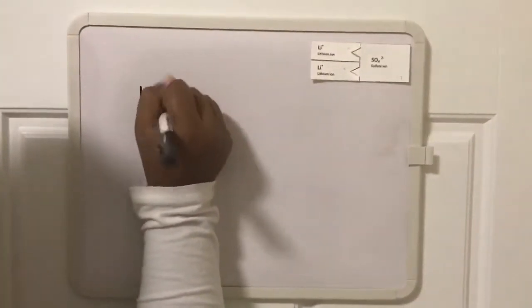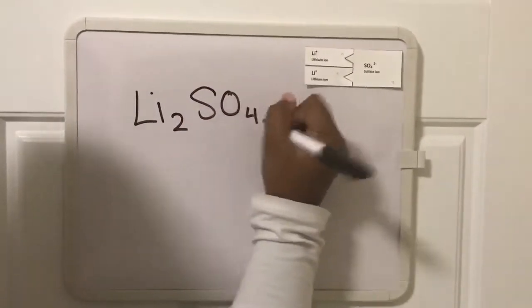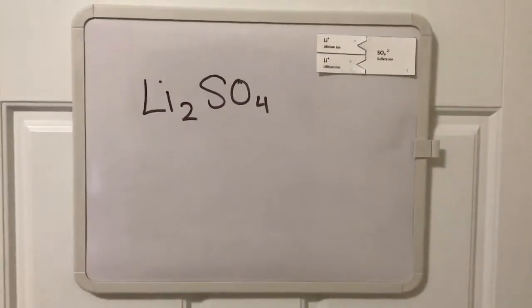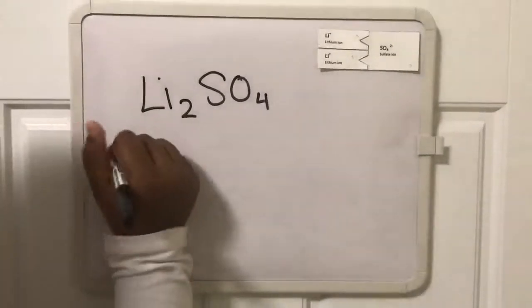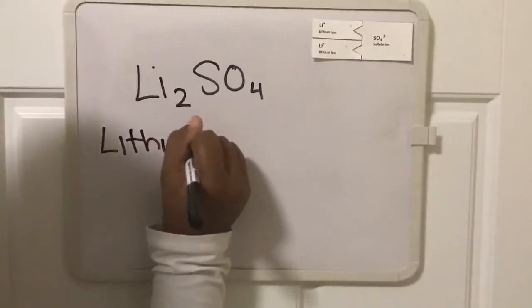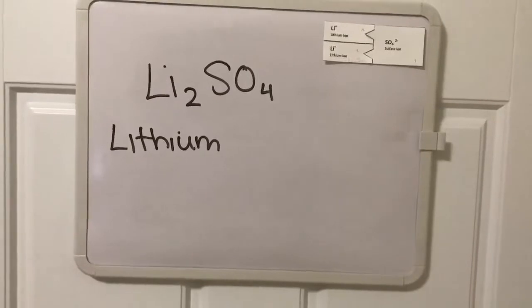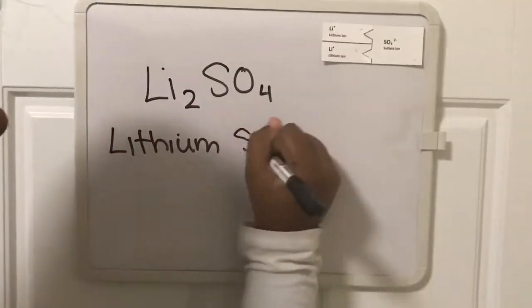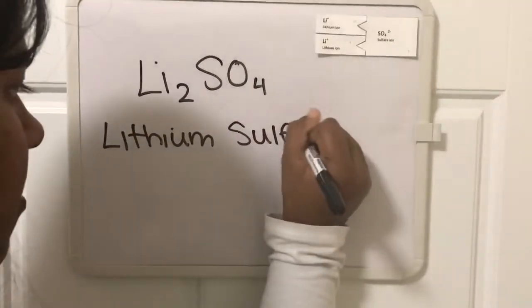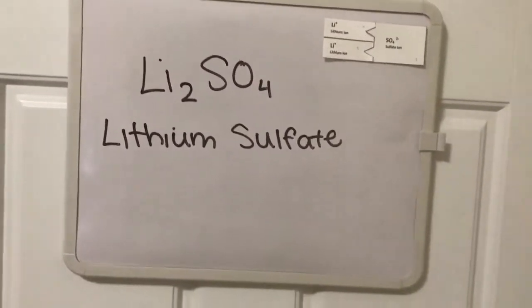Let's try one more. The formula Li2SO4 is given to you. Start off by writing the metal, that being lithium. After, write down the nonmetal, so sulfate. Altogether, you have lithium sulfate.